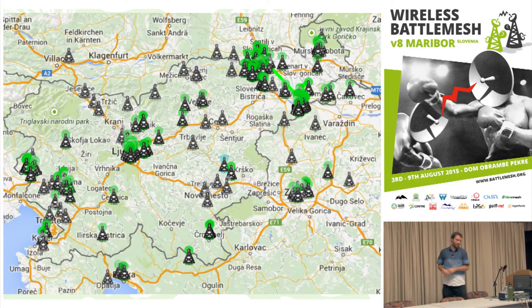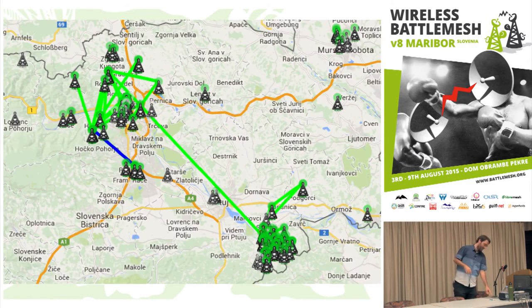This is a bit how Slovenia looks. It looks like a chicken. And we have nodes all around the place. We also have some long links. We are here now in the left corner, and we have the same connection at this venue. And you can see, for example, a 50 kilometer long link to one rural area where they don't have internet, and they are using our network to spread the internet there.